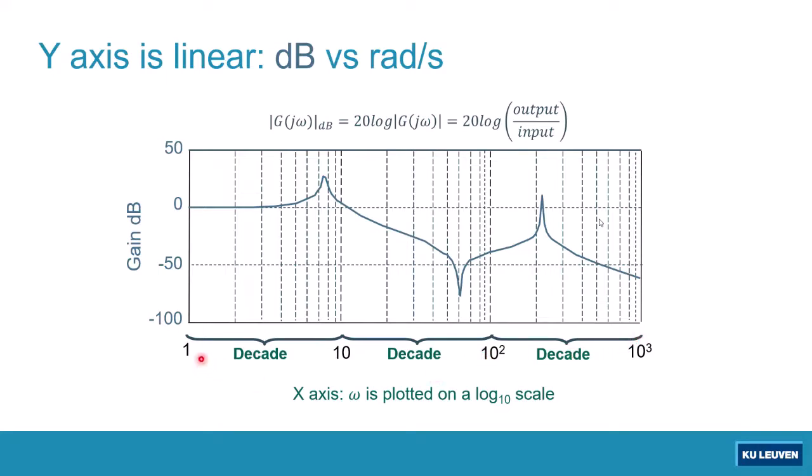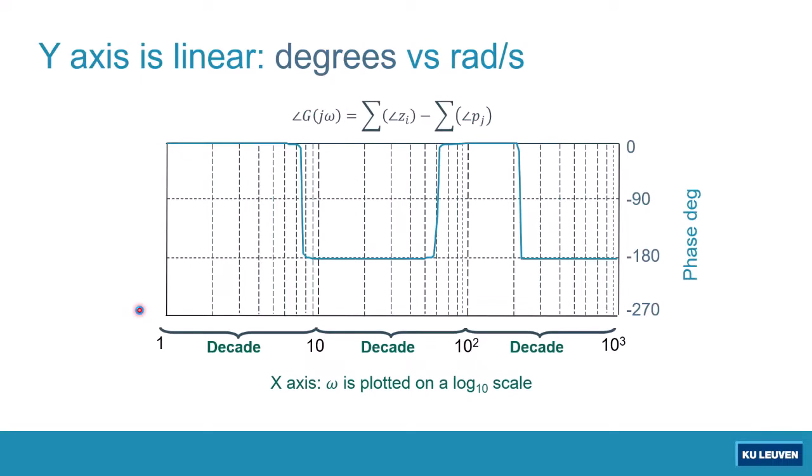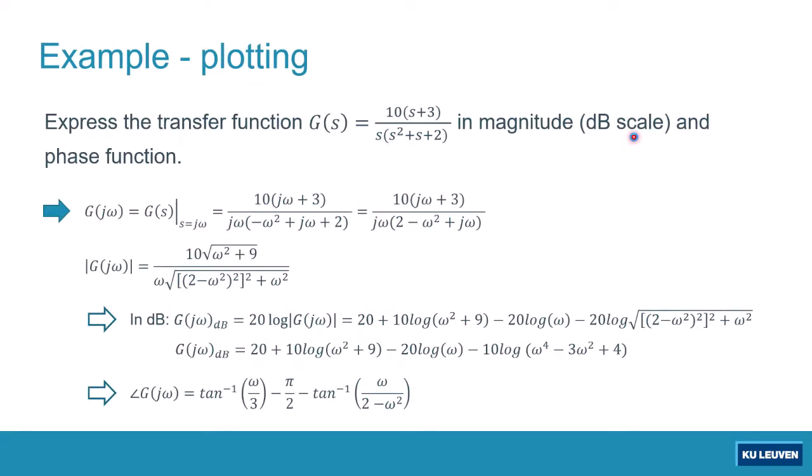While for the vertical axis, as this is a magnitude plot, the vertical axis is the magnitude again, presented in dB scale. While for the phase plot, the horizontal axis is still the same, frequencies in logarithmic scale, but the vertical axis, the phase, is simply plotted in linear scale. This is an example of Bode plots.